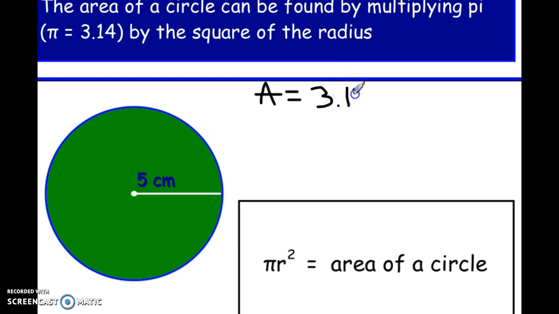And then we'll times it by the radius. And the radius here is 5 squared. So that's to the second power.